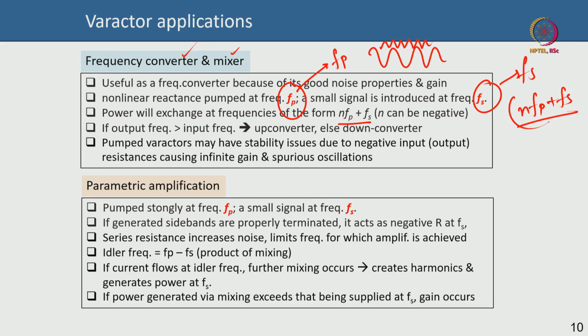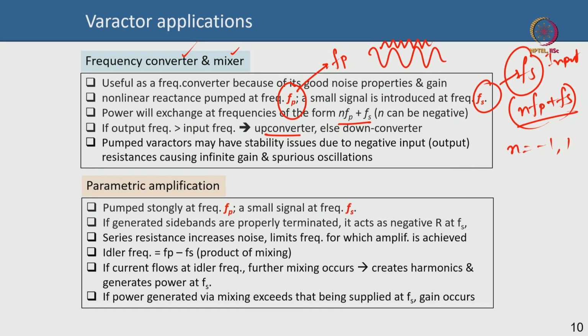Now you will get an output frequency. If the output frequency is larger than the input frequency, we call it an up converter, and if the output frequency is less than the input frequency, we call it a down converter. It need not always be an up converter, it could be a down converter also. And even in down converter and up converter, depending on n equal to -1 or 1, you can call it upper sideband, lower sideband, etc.